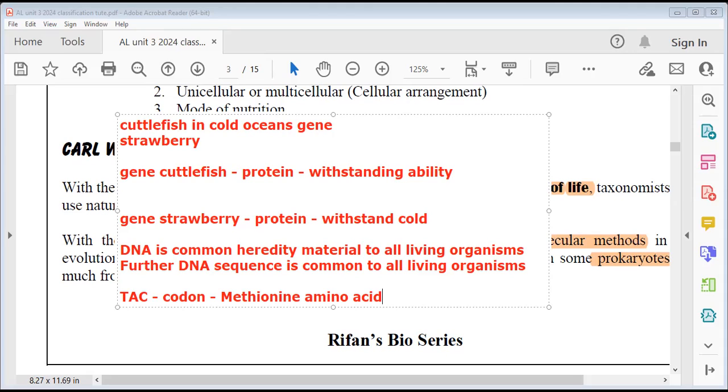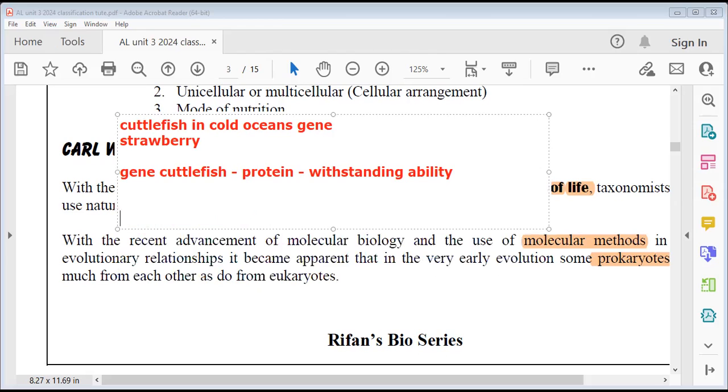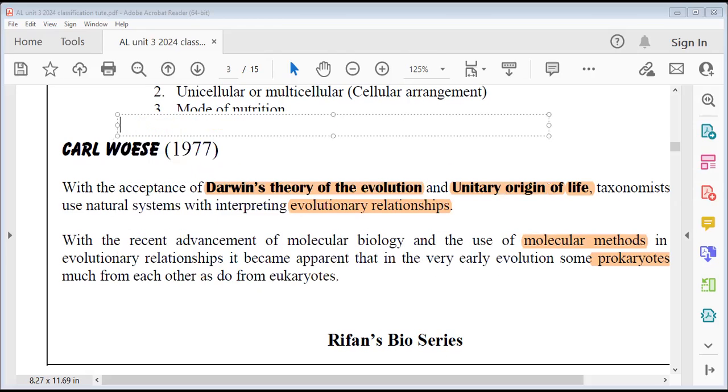Will the same protein be made? No, sir. If the same protein is not made as we expect, will the cuttlefish's withstanding ability come to the strawberry? No. So we all share the same genetic code. My summary is this: all the organisms in the world share the same genetic code. This same genetic code tells us we have originated from a single point.